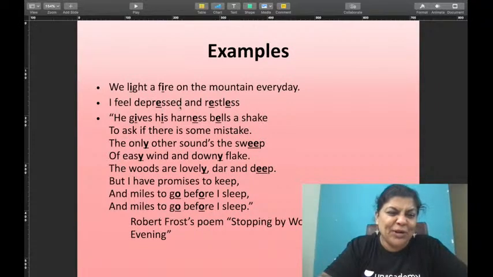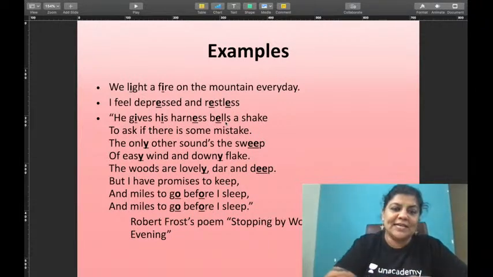I feel depressed and restless. The E sound is repeated. Look at this. Assonance means repetition of vowel sounds. These are vowel sounds that are repeated.